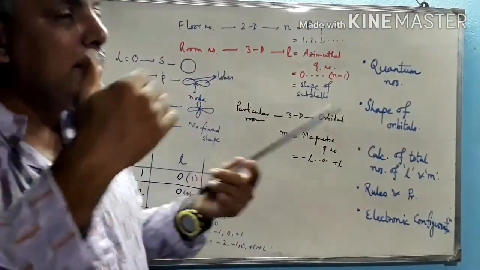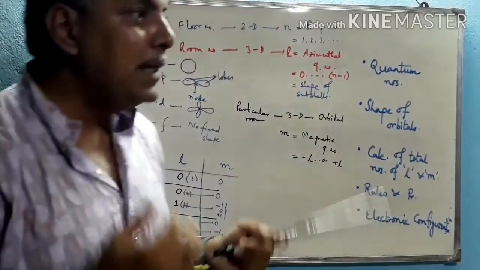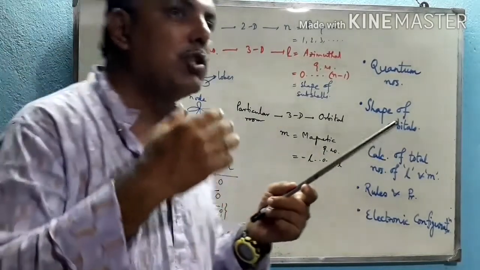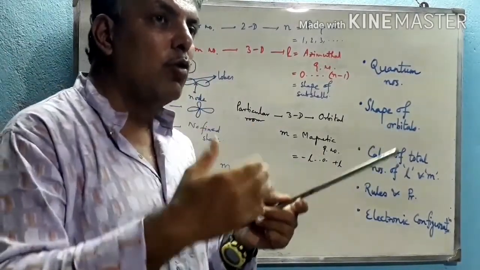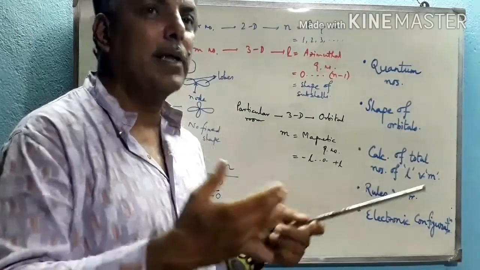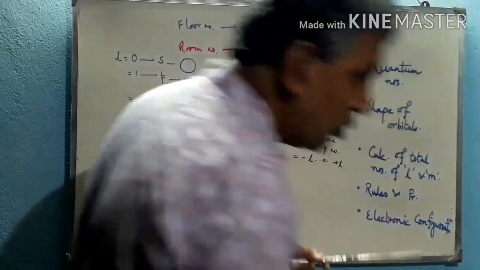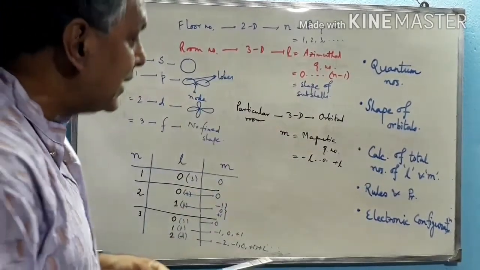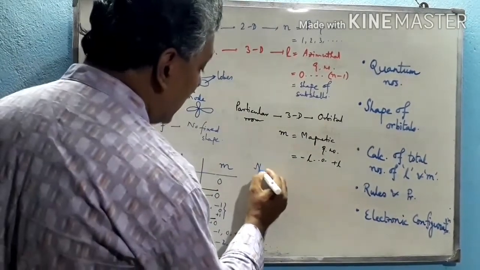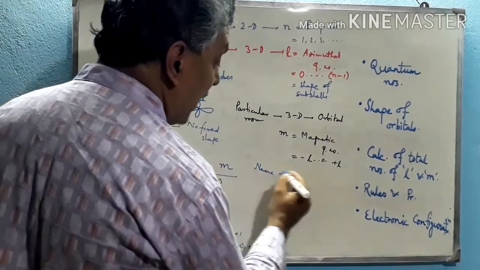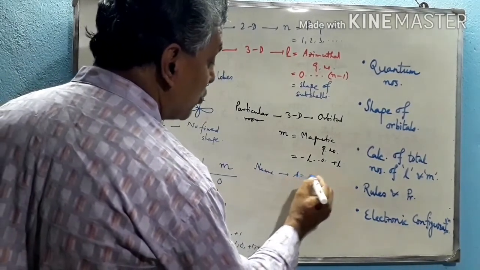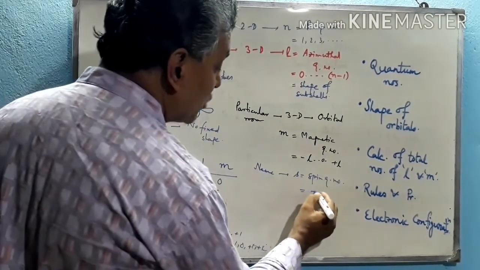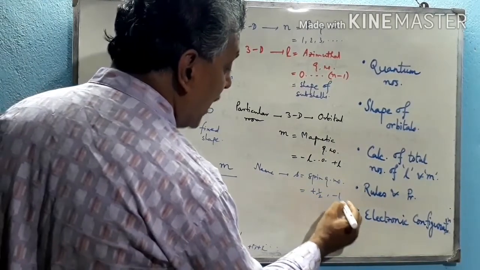Now after reaching that particular room, suppose there are two persons. So you have to find out the actual name of the person whom you want to meet, suppose Mr. X. After telling the name, that particular person will respond. The name of that particular person is denoted by S, which is known as the spin quantum number. Spin quantum number has only two values, either plus half or minus half.